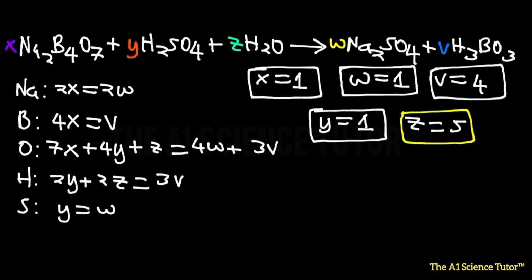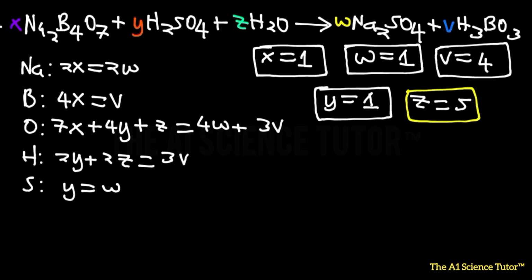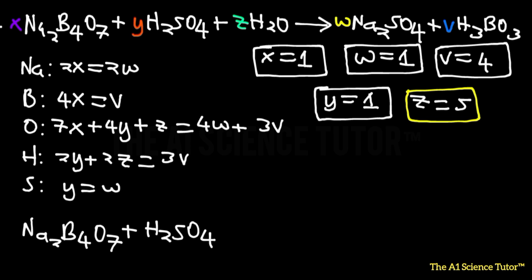So let's plug these ones into the equation. So X is 1, so we don't need to write anything there. So this will just be Na2B4O7 plus Y. Y is equal to 1. So I just have H2SO4 plus Z, that is 5, water. Z, that is equal to 5. This will be equal to W, sodium sulfate. W is 1.